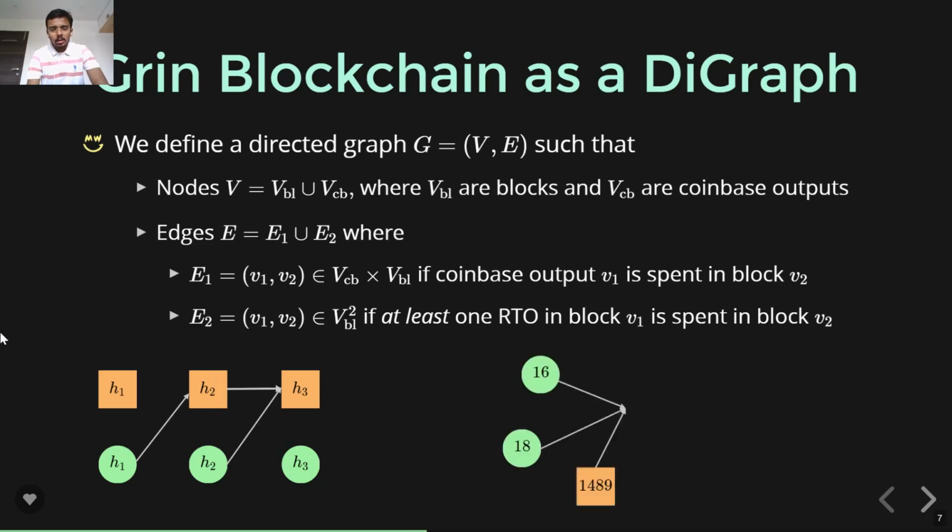To consider a real life example from the Grin blockchain, say we have block 1493. So the inputs of block 1493 are sourced in blocks 60, are essentially two Coinbase outputs from blocks 16 and 18, and one regular transaction output from block 1489. Similarly, the outputs of this block are spent in blocks 1504 and 1514.